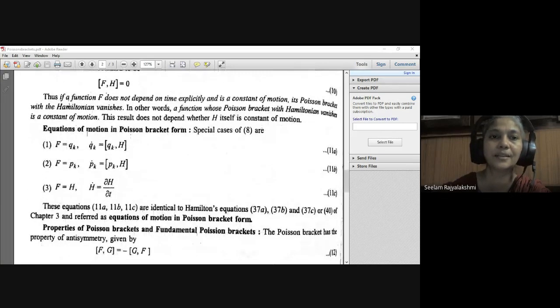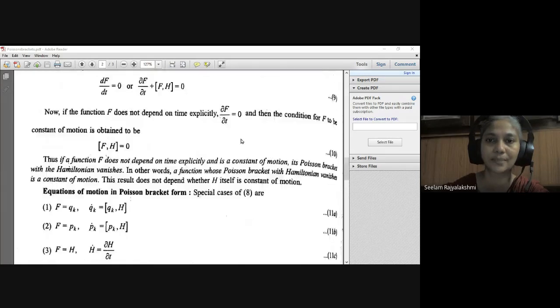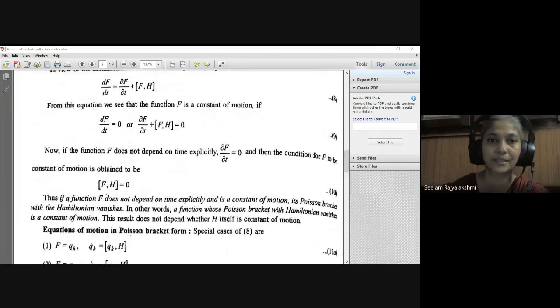Let us see here equations of motion in Poisson bracket form. We will see some special cases by using equation number 8. Let us go to equation number 8: df/dt, which is equal to ∂f/∂t plus {f, h}. Let us consider this equation.